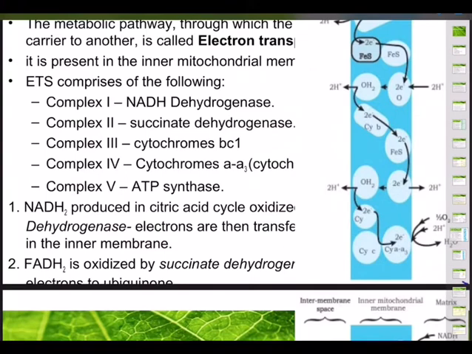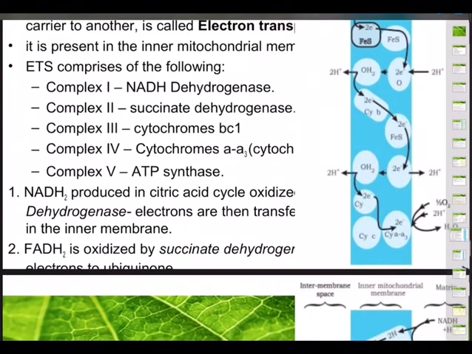And complex 3, which is the cytochromes B and C1 center, consists of cytochrome B and FES center and cytochrome C1. Electrons donated by CoQH2 are transferred through cytochrome B, FES center, and cytochrome C1 to cytochrome C, which gets reduced.